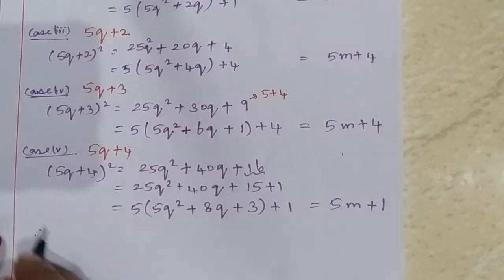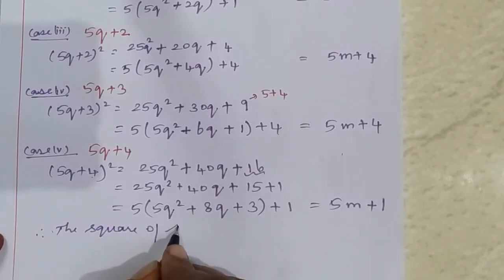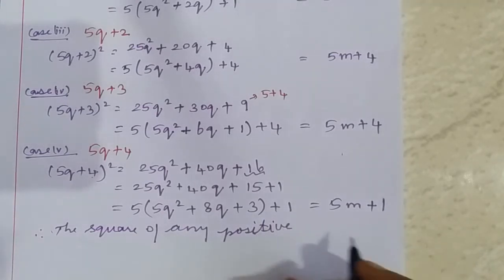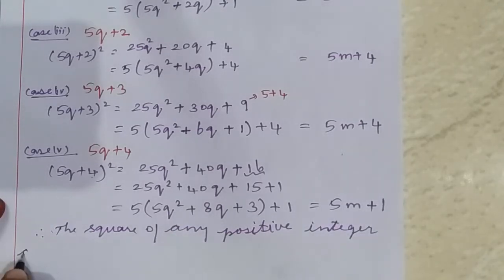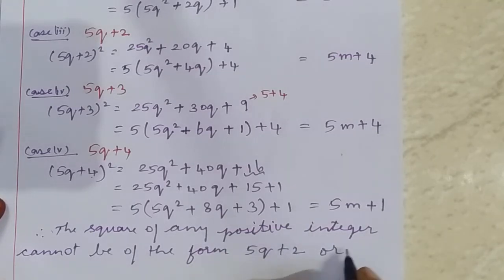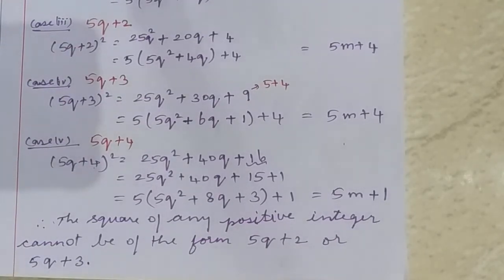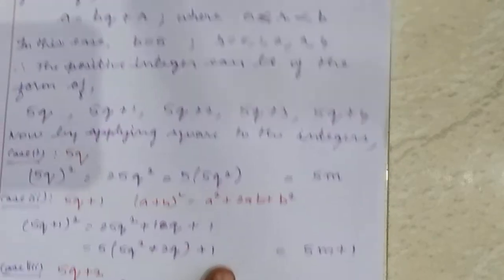That is, therefore the square of any positive integer cannot be of the form 5q plus 2 or 5q plus 3. This is how we have to conclude by writing the statement in accordance with the question.